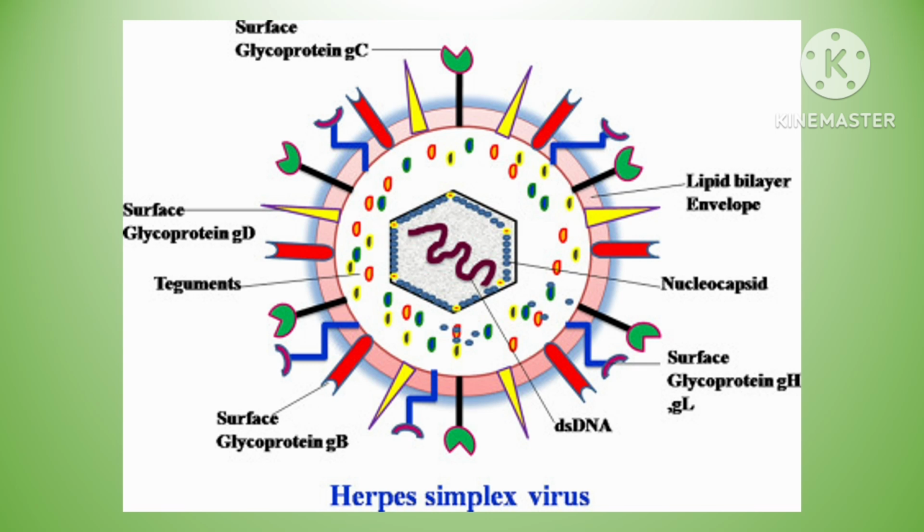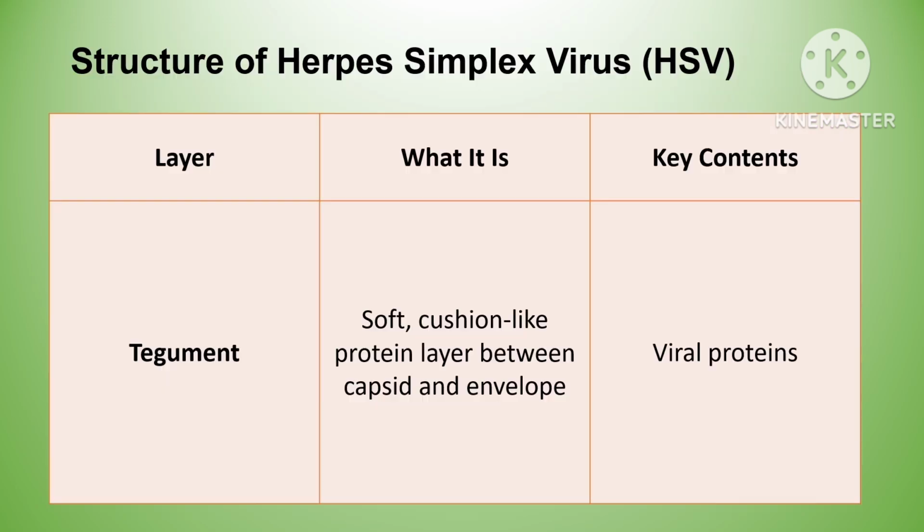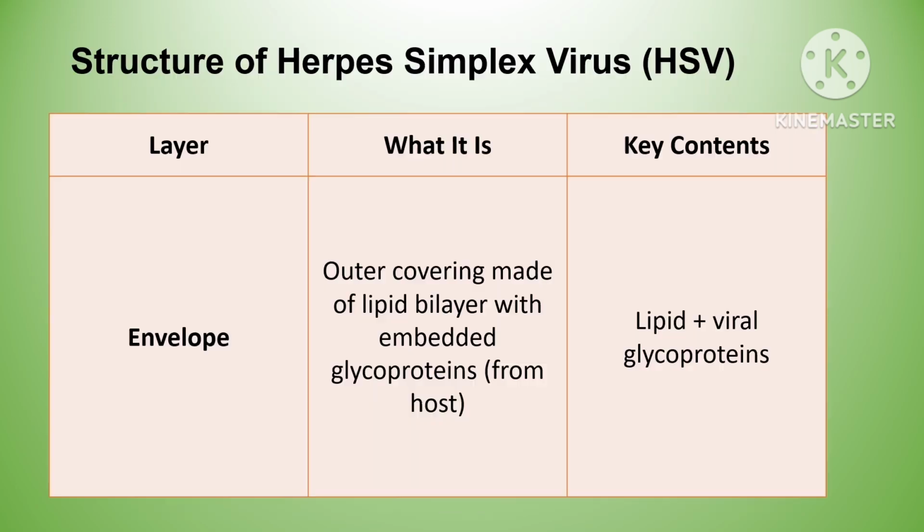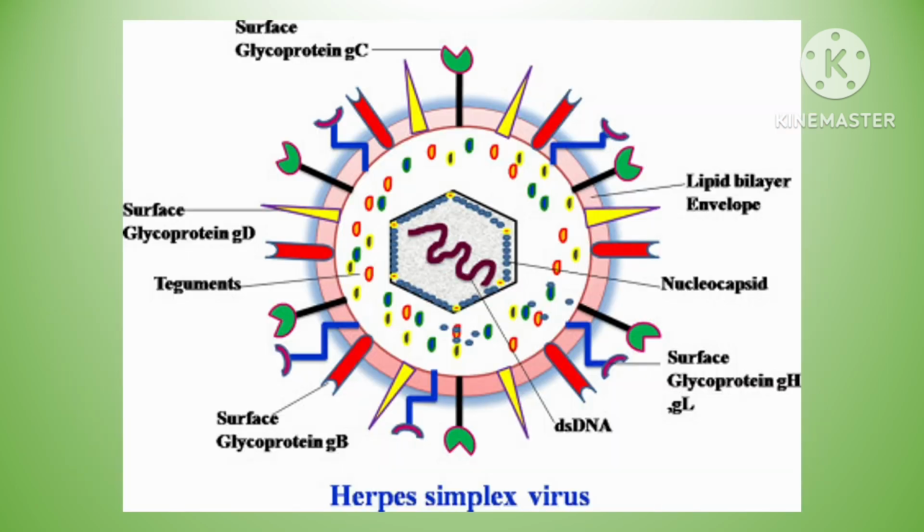Outside the capsid is a softer layer called the tegument. This area is filled with proteins that help the virus take over the host cell's machinery once it enters. And finally, on the outside we have an envelope, a fatty membrane borrowed from the host cell. It is covered with spike-like proteins called glycoproteins, which the virus uses to attach to and enter new cells.